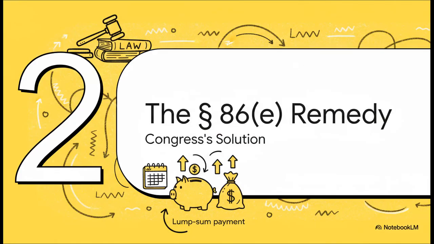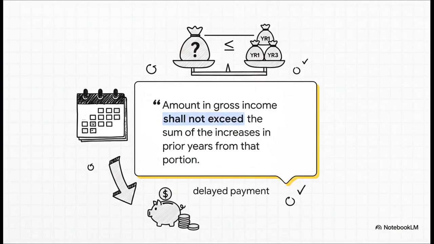Okay, so that's the problem. Let's talk about the solution. Congress actually created a tool specifically to fix this mess, and that's what we're here to talk about, Internal Revenue Code Section 86E. The title itself tells you everything. Limitation on amount included where taxpayer receives lump sum payment. I know, the actual language in the code is, well, it's pretty dense. But its purpose is actually crystal clear.